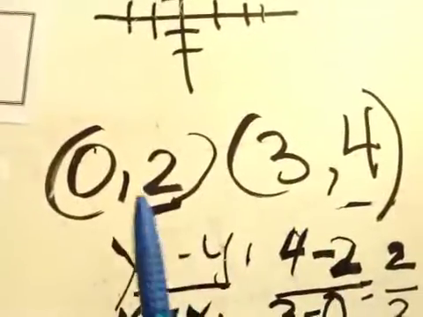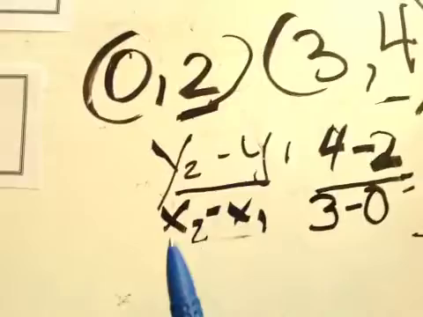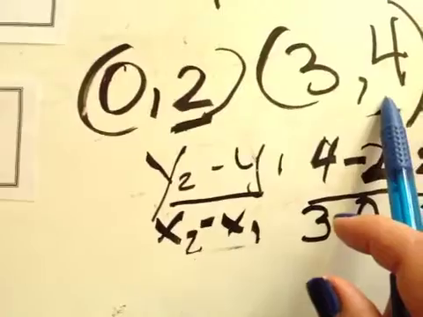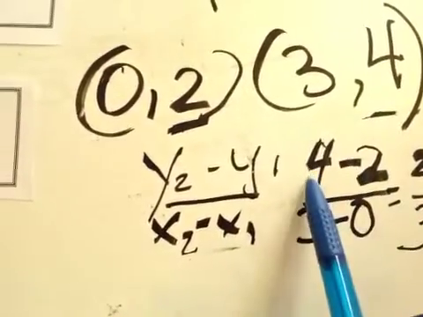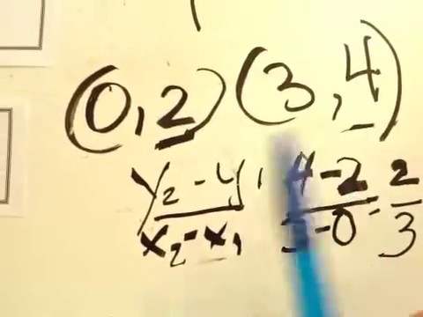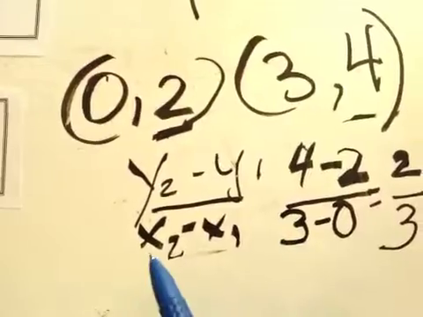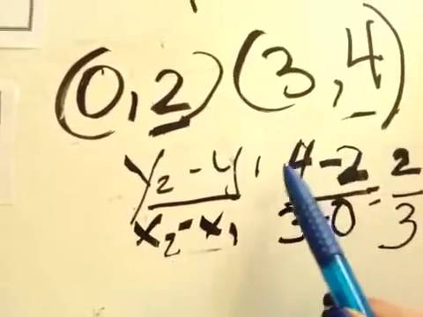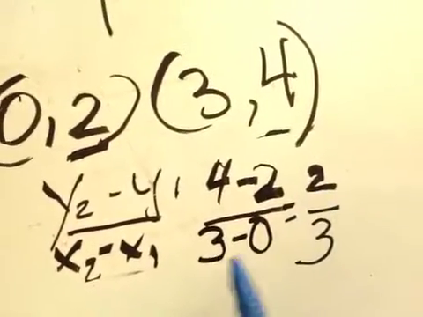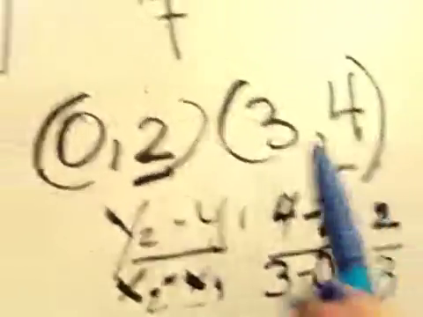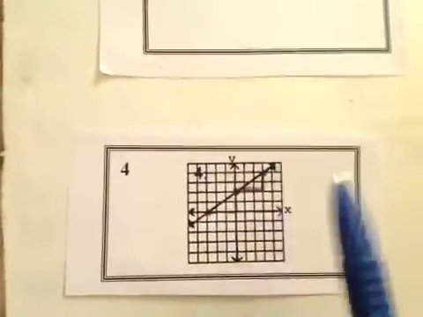Now I can use the slope equation, which is y2 minus y1 over x2 minus x1, to find the slope. So what I did is I wrote down 4 for y2, I wrote down 2 for y1, then I wrote in 3 for my x2 coordinate, and then I wrote in 0 for my x1 coordinate. 4 minus 2 is 2. 3 minus 0 is 3. So again, I get my slope, 2/3. It's a positive slope going from left to right.